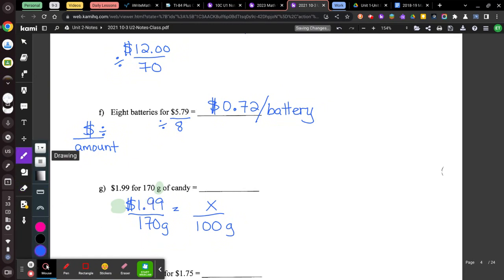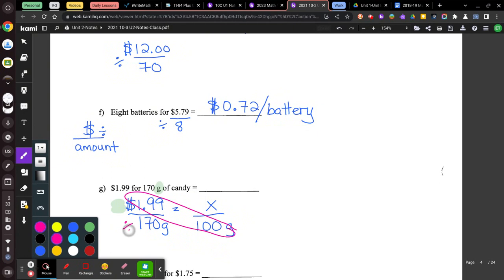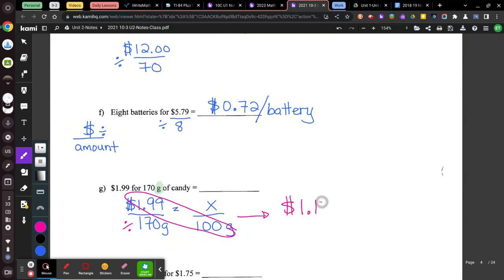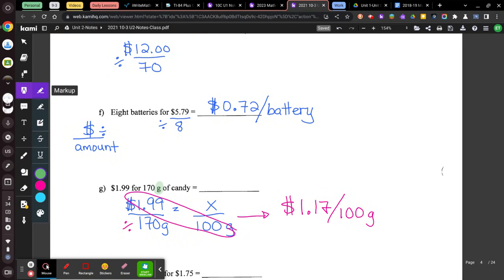Okay, so the minute we see that we have an X now, this is our cross multiply and divide. So we multiply that and divide by our 170. And again, because we're doing a cross multiply and divide, this per 100 grams is part of my answer. So now I'm going to say this is going to cost me $1.17 per 100 grams. Because we had to cross multiply, I got to keep that unit. So I have to show this part because I cross multiplied.